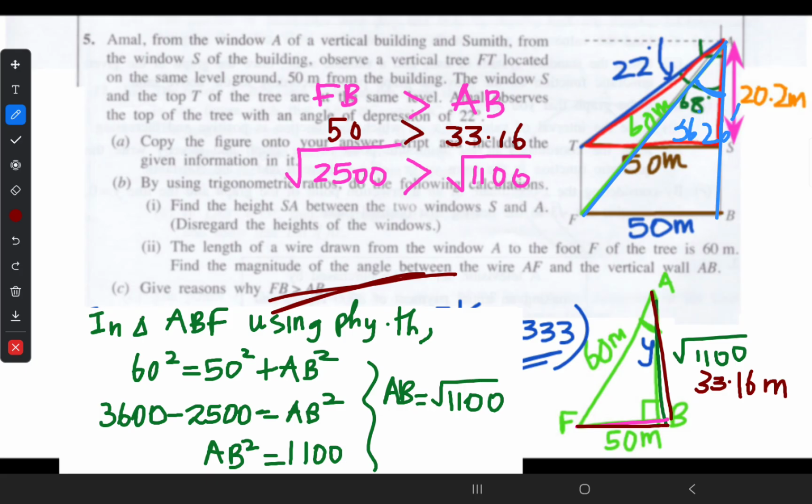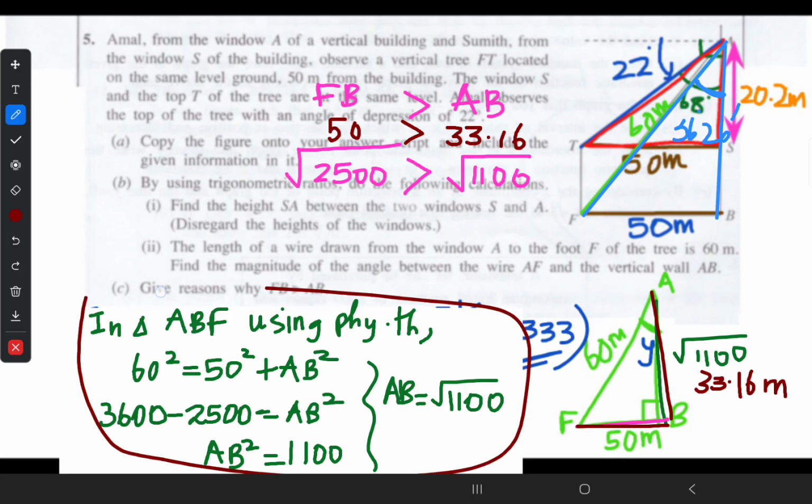Likewise, you can show your working. Give reasons, meaning what is the reason here? No need to write the reason. You can show your working like this. We just introduce Pythagorean theorem to show the comparison.